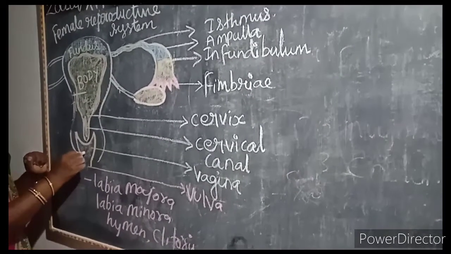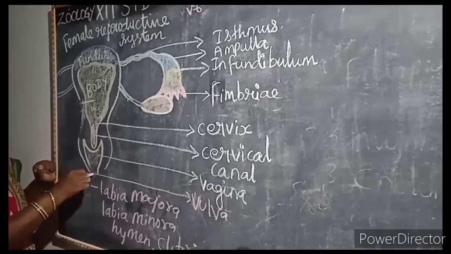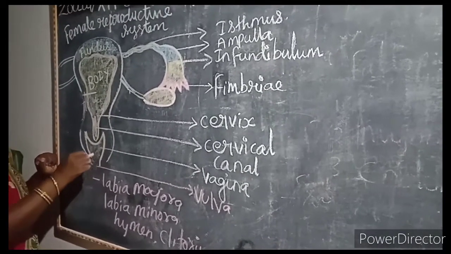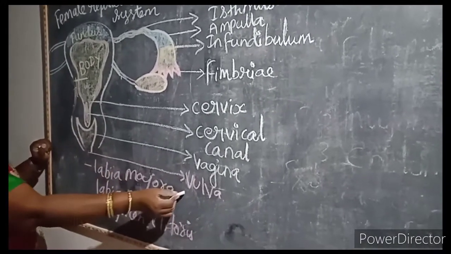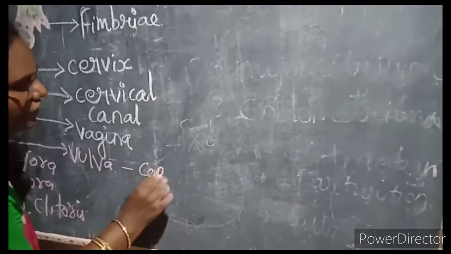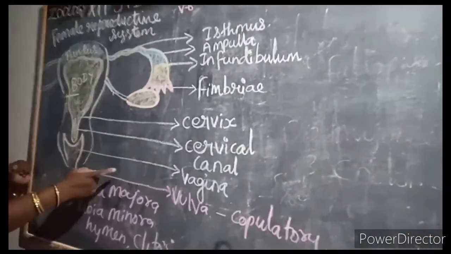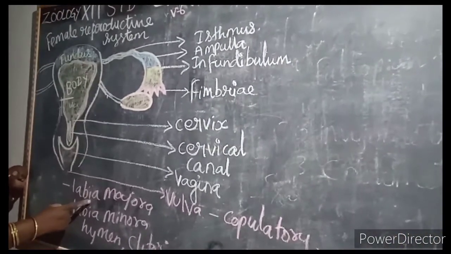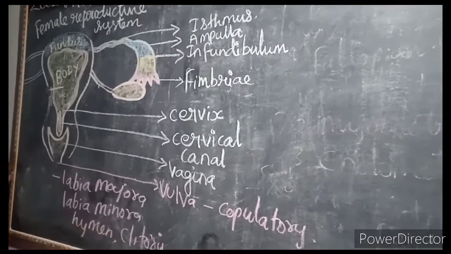Vagina is a large muscular tube that extends from the cervix to the exterior. The female reproductive part that lies outside the vagina is called what? Vulva. It acts as a copulatory organ. So what is a copulatory organ? Where the sperms can be deposited in the female reproductive organ. What are the parts of the vulva? Labia majora, labia minora, hymen and clitoris.